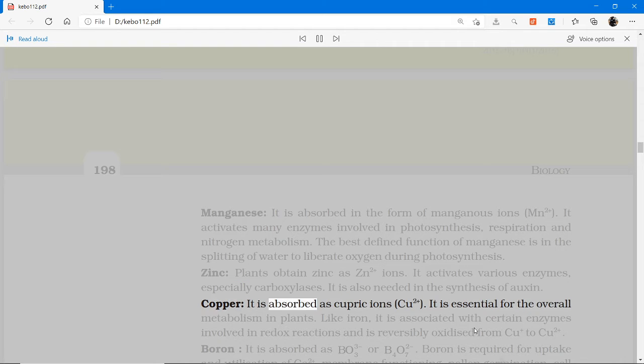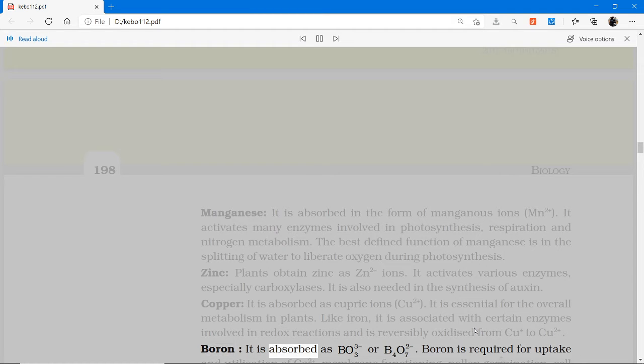Copper is absorbed as cupric ions, Cu2+. It is essential for the overall metabolism in plants. Like iron, it is associated with certain enzymes involved in redox reactions and is reversibly oxidized from Cu+ to Cu2+.